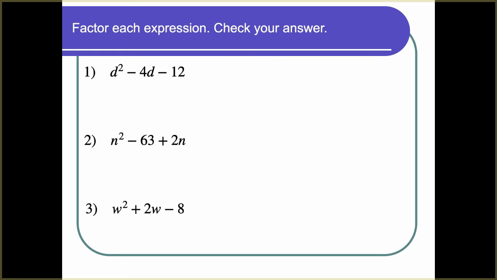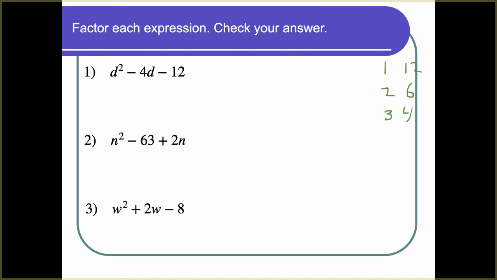Since our last number is negative, that means we have to have both a positive and a negative number for our factors, because the only way you can have two numbers multiplied together to get a negative is to have a positive times a negative. So keep that in mind. Our factors that we could have are 1 and 12, 2 and 6, 3 and 4. Now remember, one of these has to be positive and one has to be negative.